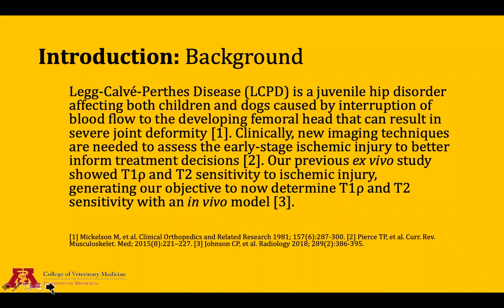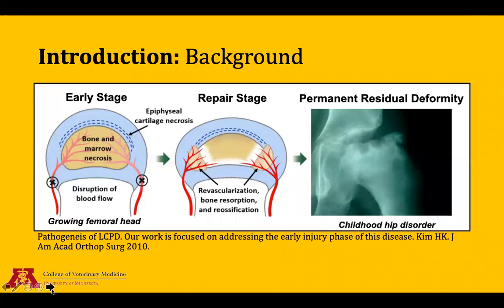Legg-Calvé-Perthes disease is a juvenile hip disorder affecting both children and dogs, caused by an interruption of blood flow to the developing femoral head and can result in severe joint deformity. Clinically, there is a need for non-invasive imaging techniques to detect ischemic injury in dogs. The ability to intervene early would assist in early diagnosis and preserving the sphericity of the femoral head, thus halting deformity and associated pain. Our work is focused on addressing the early injury phase of this disease.